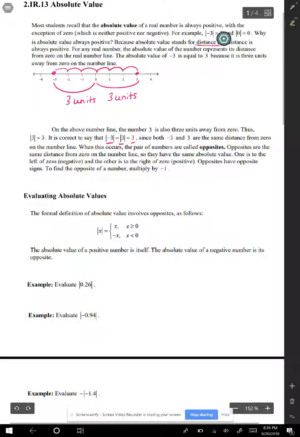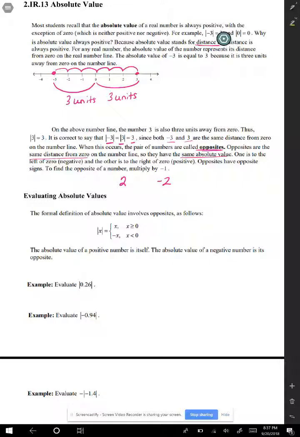These two numbers, 3 and -3, are called opposites. Opposites are simply two numbers that are the same distance from 0 on the number line, and they have the same absolute value. One of them is to the left of 0, so it has a negative on it. The other's to the right, so it's positive. Opposites have opposite signs, and if you want the opposite of a number, you get it by multiplying by -1. So for example, the opposite of 2 would be -2.